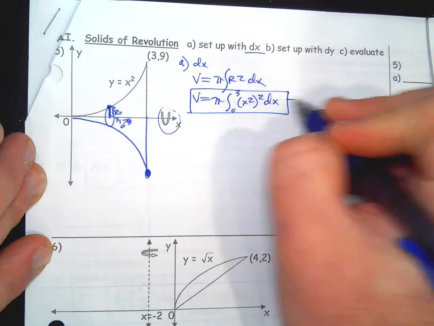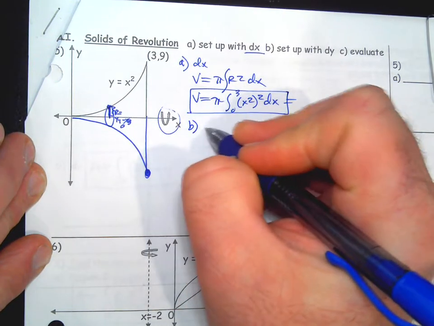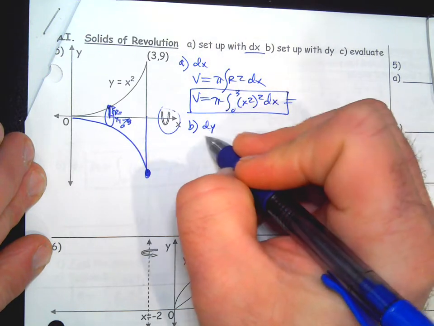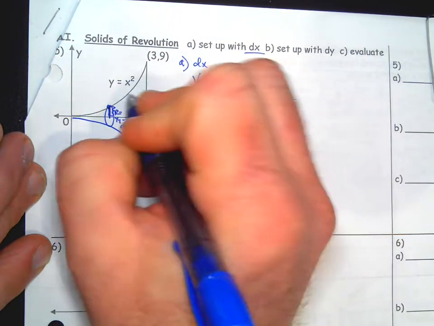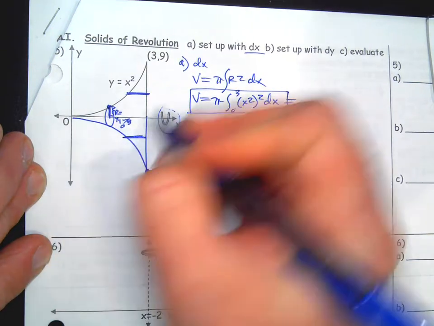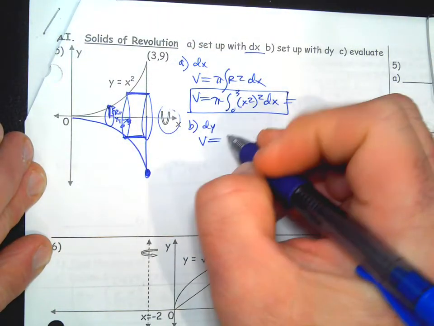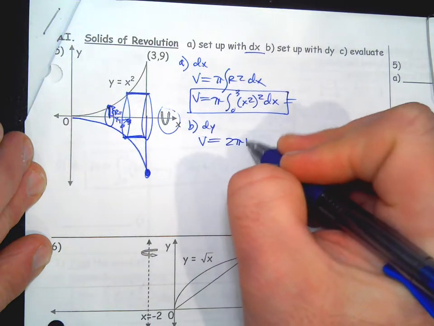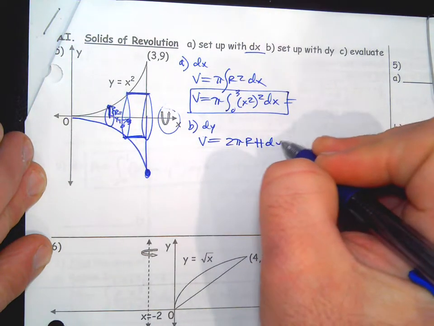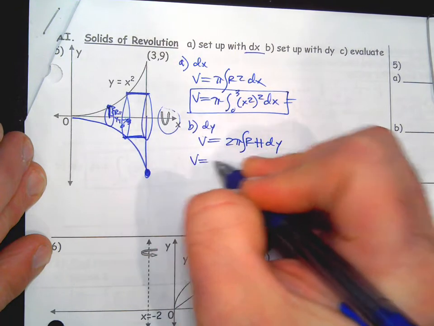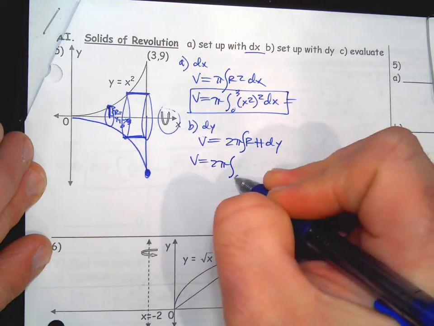Okay? And then b, dy, is going to be a horizontal slice. So that's going to be parallel to the axis of rotation. So it's going to give you shells. You should know that ahead of time. You should know how to find the volume of shell, 2 pi r h dy. We're going to integrate 0 to 9 in the y direction.